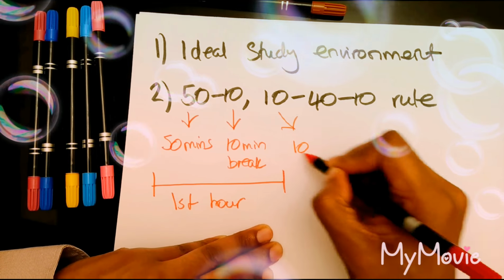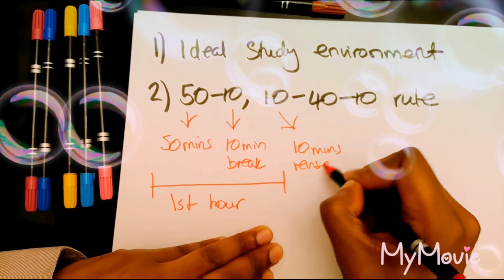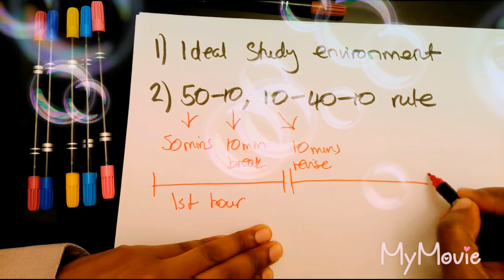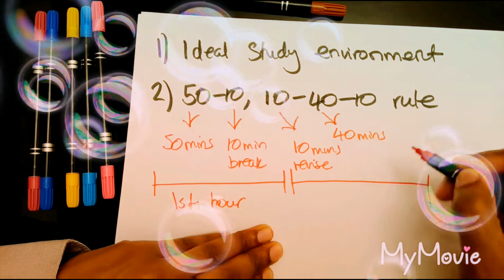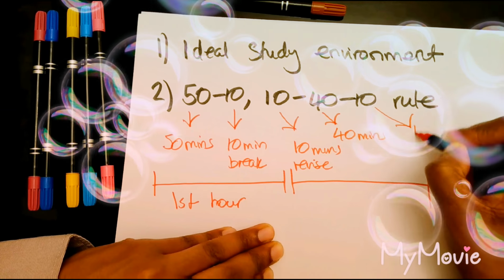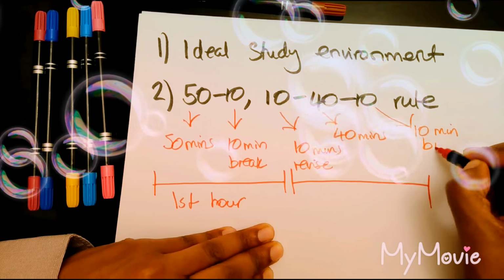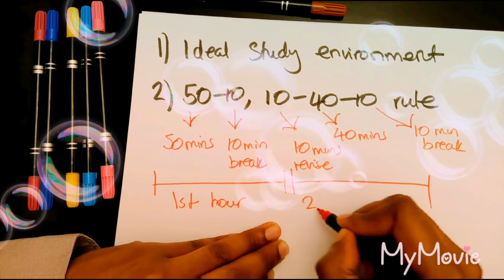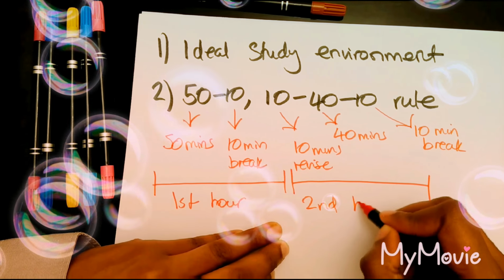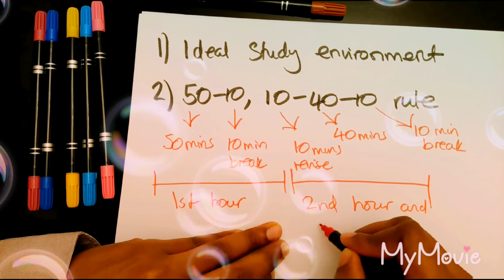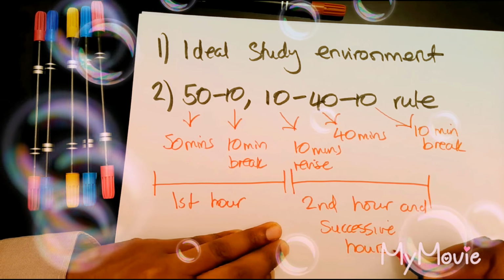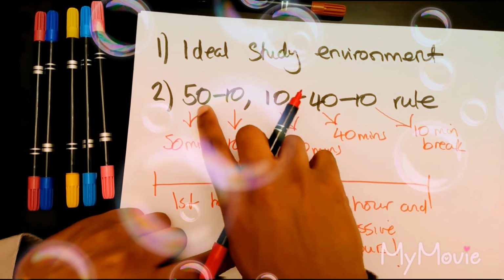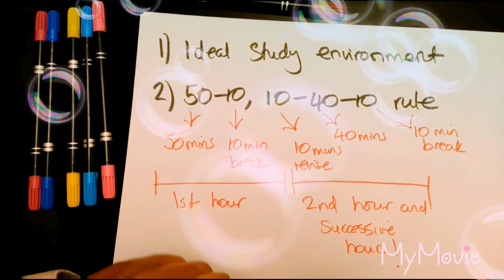After that 10-minute break, you then take 10 minutes to revise what you read for the first hour. You then study for 40 minutes. You then take another 10-minute break, and this corresponds to the second hour of your study and other successive study hours. 50, 10, 10, 40, 10.